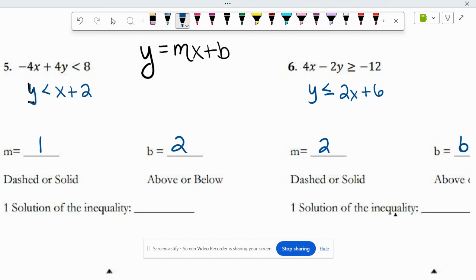Let me look. Yeah, you want to make it look like y equals. So for number 6, you're going to subtract 4x from both sides. And then you have to divide by -2. Remember what happens when you divide by a negative.